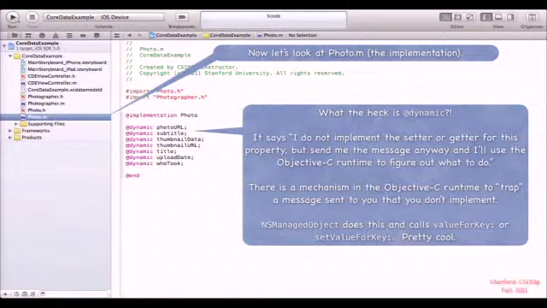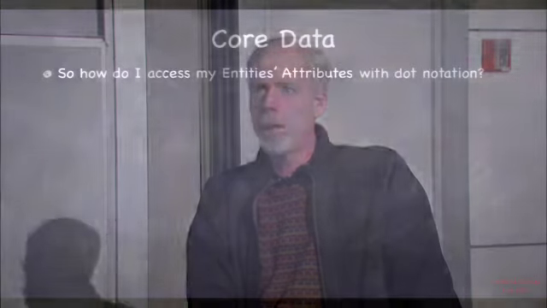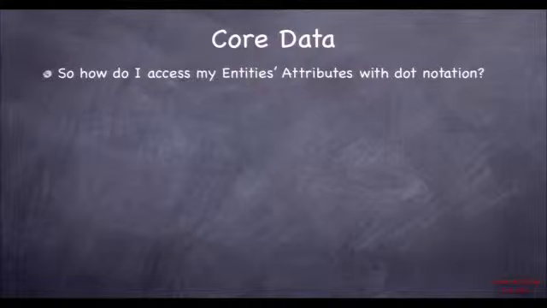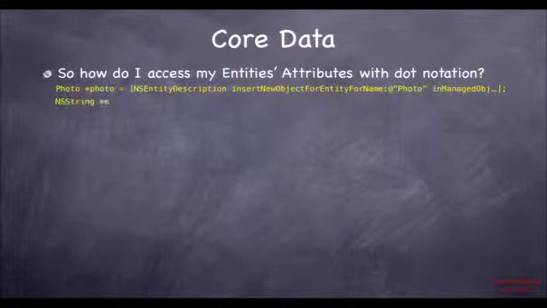Now, one thing is, every time you change your schema, you're going to want to regenerate these files, obviously, because you're going to have new properties or remove properties or whatever. So that's a little bit of a problem, and we're going to talk about how to fix that in a second. So if I have these photo .m and .h and photographer .m and .h, how do I access my properties?